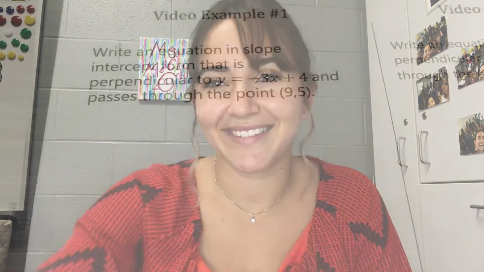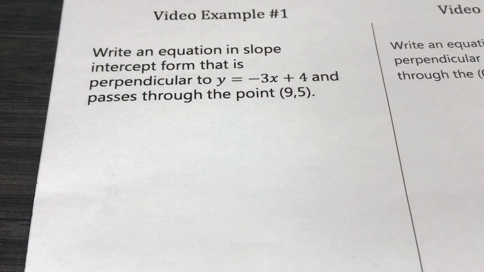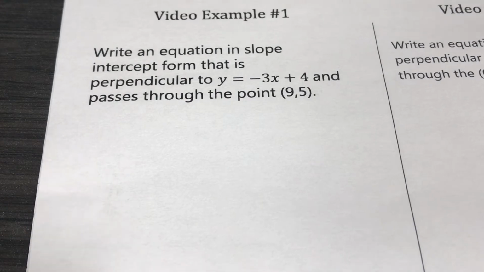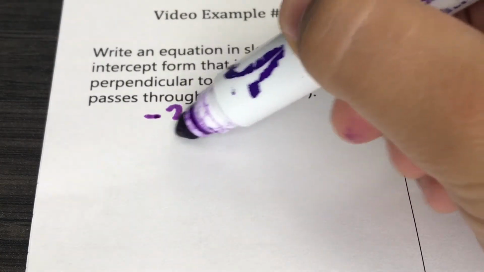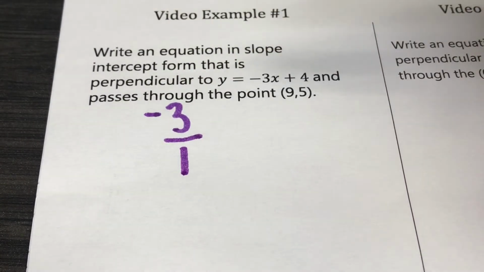So let's get started. For today's problem, our goal is that we want to write the equation of a line that is perpendicular to the line y equals negative 3x plus 4 that also passes through the point 9, 5. So, if we're looking for a perpendicular line, that word should immediately spark that you're taking the negative reciprocal of the original line. So, in our original line, our slope is negative 3 over 1, even though the 1's invisible.